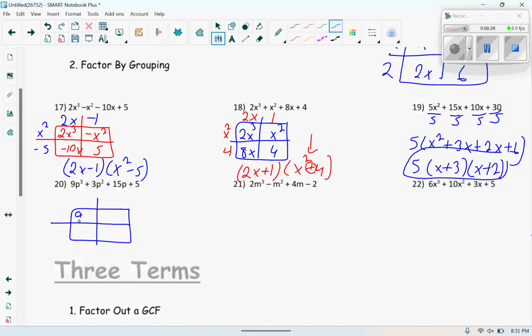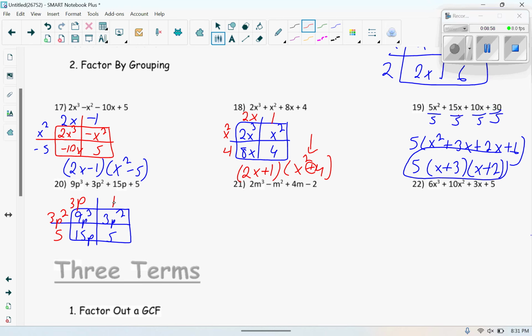So I have, let's see, a 9p to the third, 3p squared, 15p, and 5. I'm going to factor out, let's see, a 3p there. So that has to be a 3p. If that's a 3p, that's a 5. And if that's a 5, that has to be 1. Let's see if that works. Ooh, no, that does not work. Oh, right there. Okay. I didn't put my squared there.